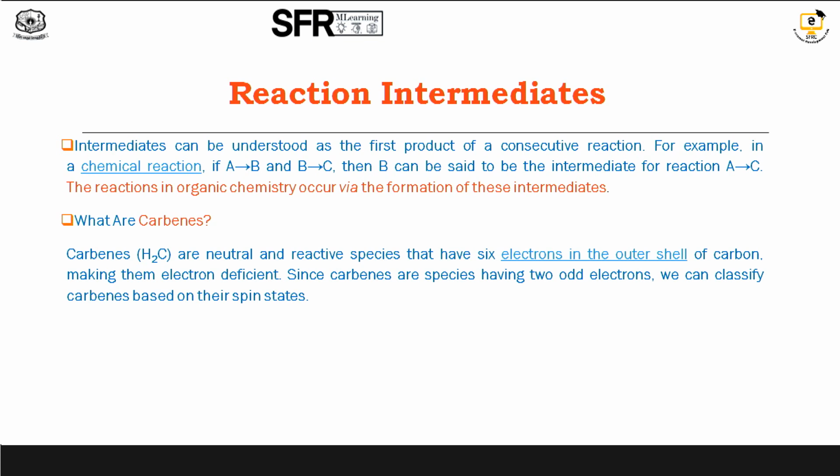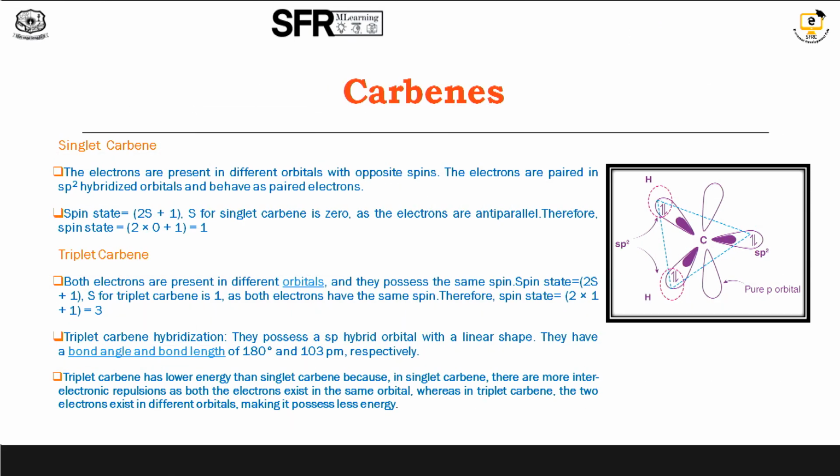First we will see what carbenes are. Carbenes, that is CH2 with a double dot, are neutral, reactive species having a sextet of electrons in their outer shell, making them always electron deficient. So carbenes are species having two odd electrons. We can classify them based on their spin states, as singlet carbene and triplet carbene, based on their spin multiplicity.